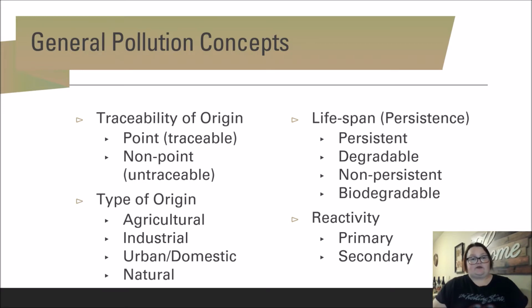Lastly, there are non-persistent pollutants. These are the ones that degrade in the natural environment very quickly. The difference between degradable and non-persistent pollutants is the amount of time that is required to remove it from the ecosystem.